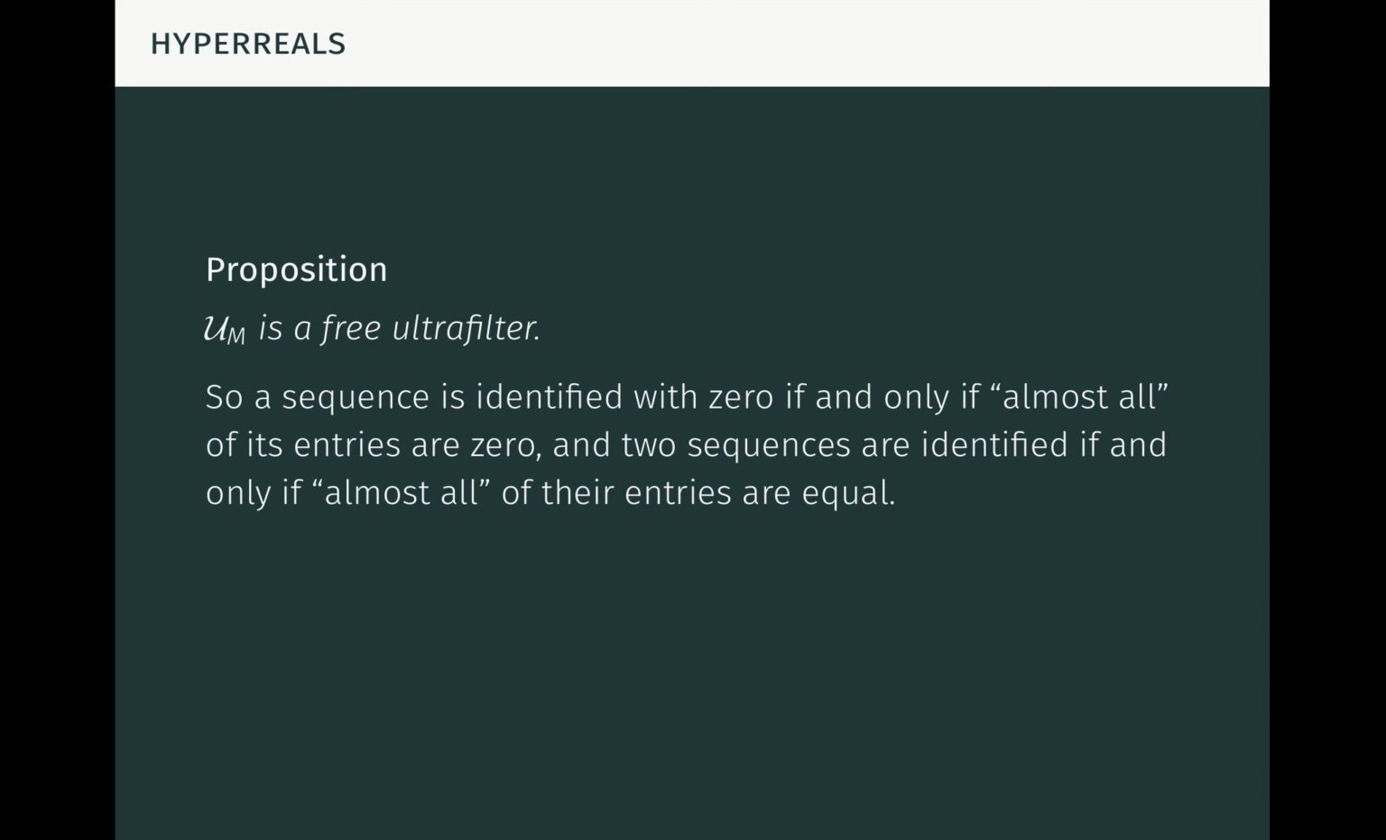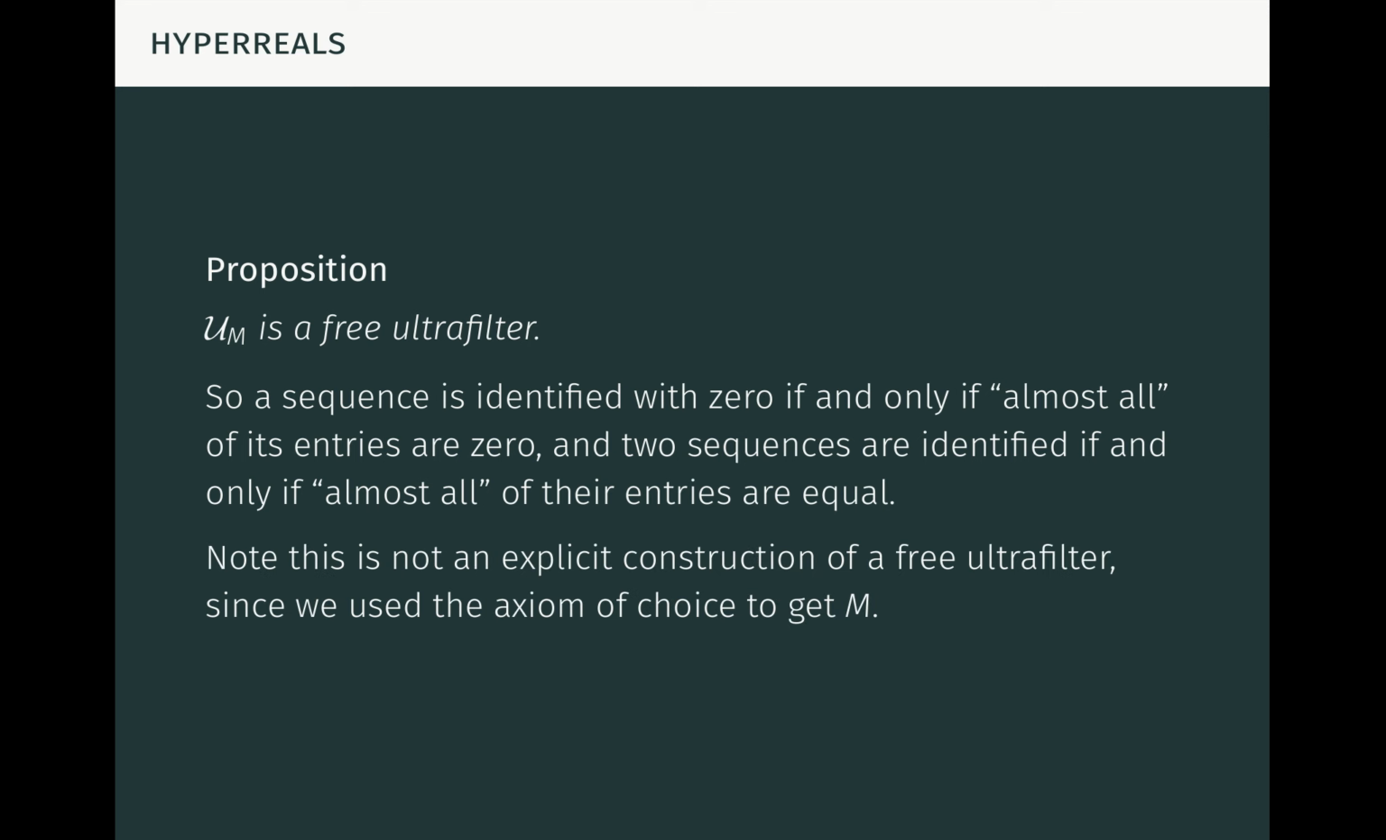So a sequence is identified with 0 in *R if and only if almost all of its entries are 0, and two sequences are identified with each other if and only if almost all of their entries are equal. Now note that although U_M provides an example of a free ultrafilter, it doesn't count as an explicit construction because we use the axiom of choice to get M.